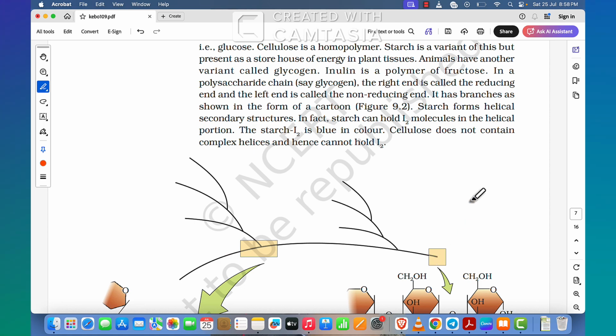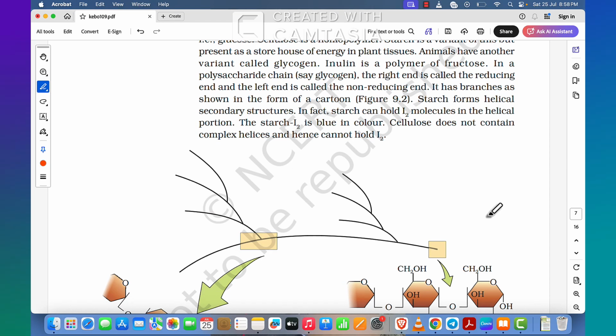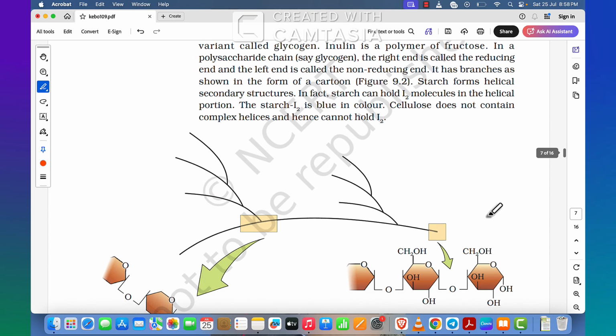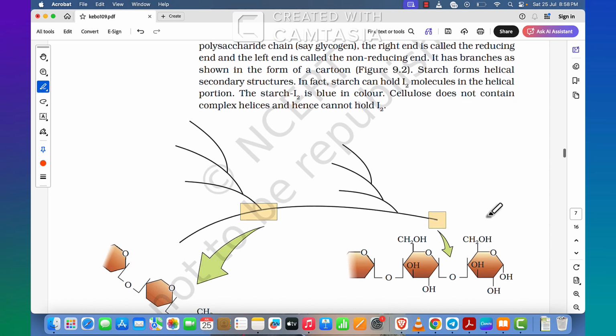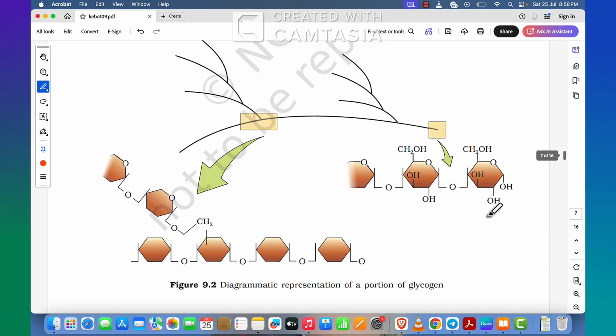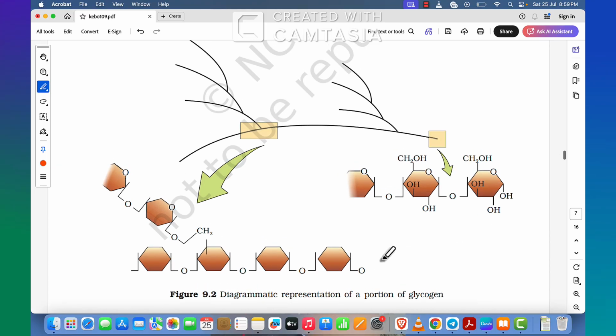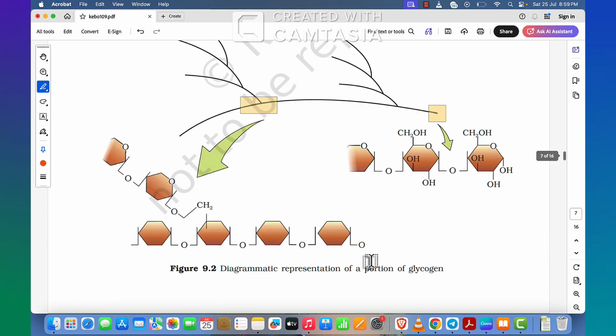Starch forms helical secondary structures. In fact, starch can hold I2 molecules in the helical portion. The starch-I2 complex is blue in color. Cellulose does not contain complex helices and hence cannot hold I2. As you can see, a representation of glycogen has been given.